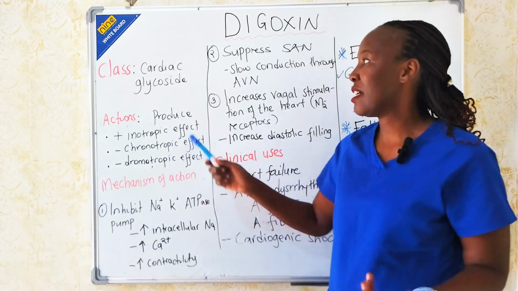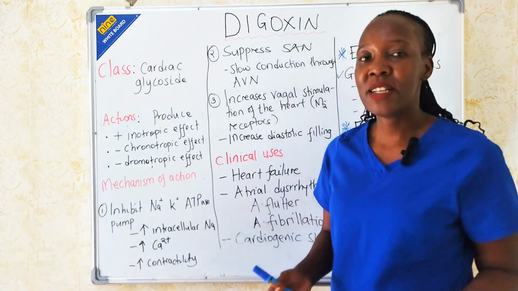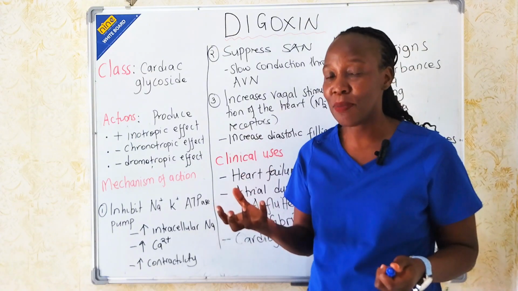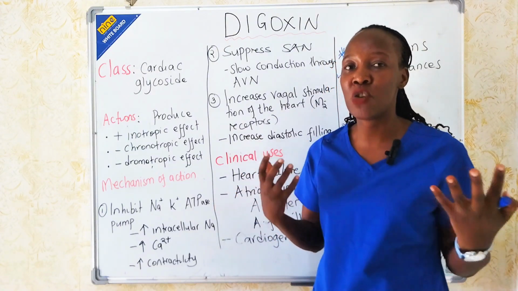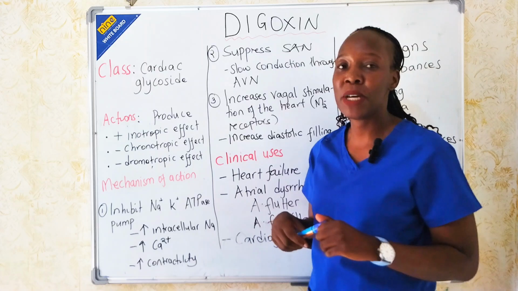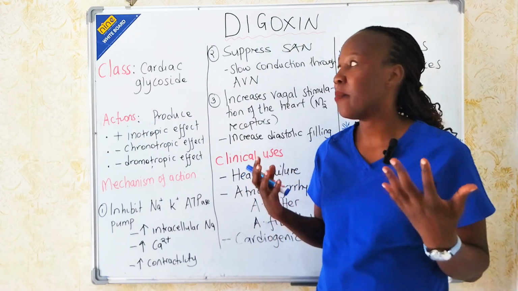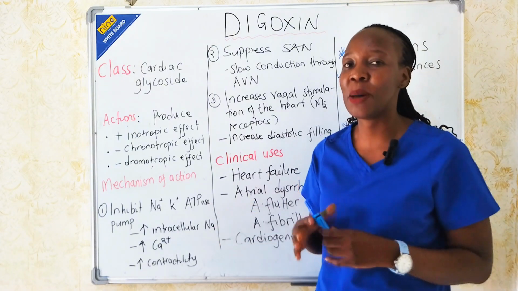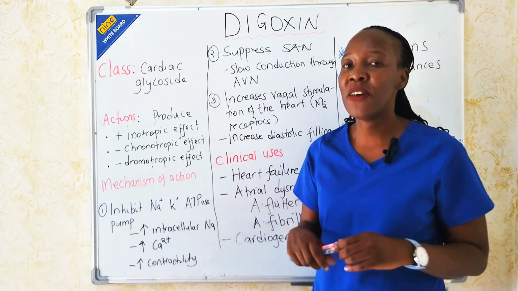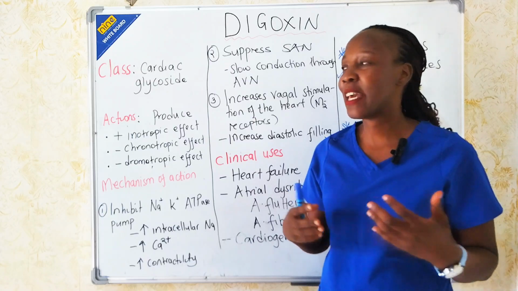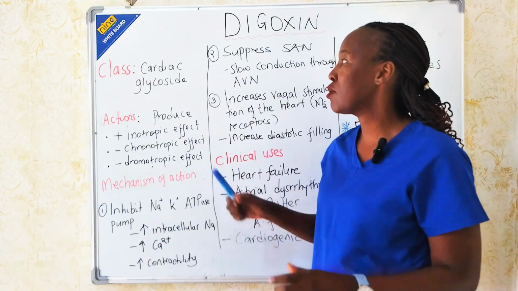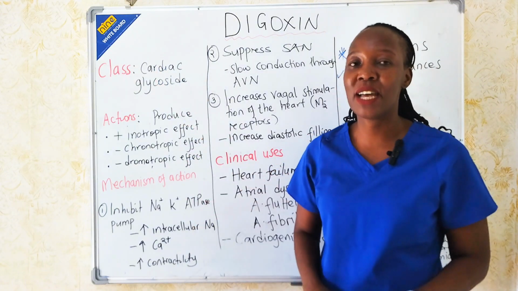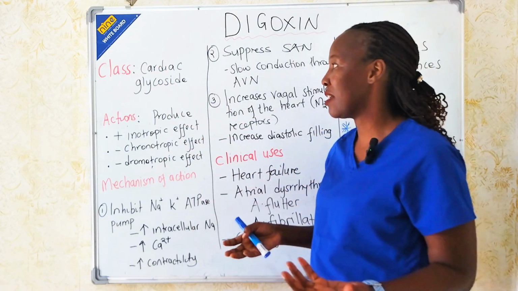Digoxin is classified as a cardiac glycoside. Cardiac glycosides are substances that are produced by certain plants that have the effect of increasing contractility of the heart muscle. Such plants are, for example, the digitalis plants like the purple foxglove and then the white foxglove. Because of where they are isolated from, we also usually refer to digoxin or to cardiac glycosides as digitalis glycosides.